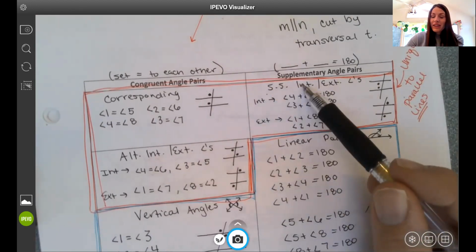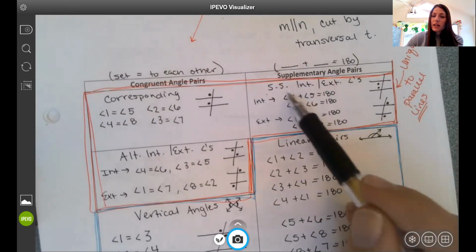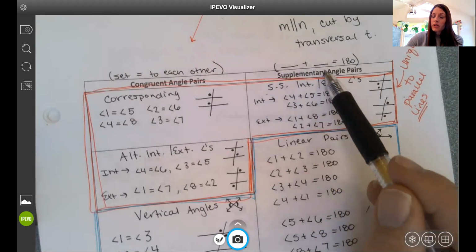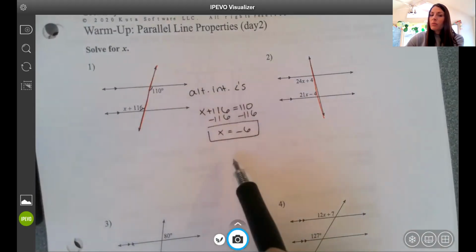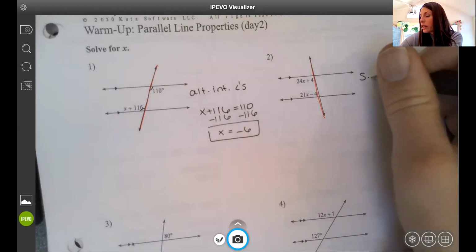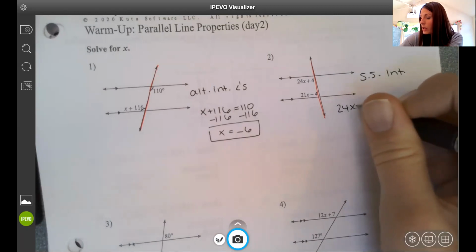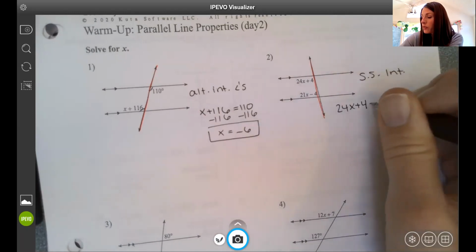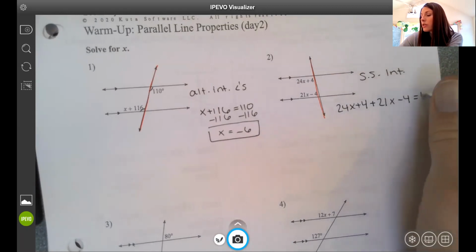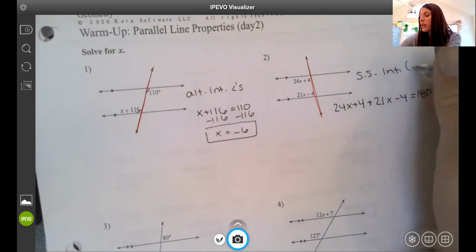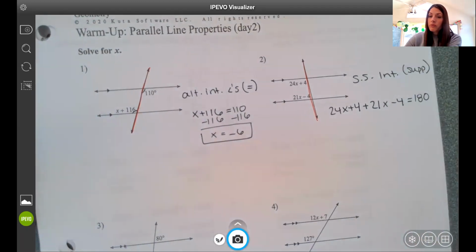Same side interior are supplementary, and it shows me above what that setup means. So that means that one angle plus another angle equals 180 degrees. So different equation setup than what I had here. Knowing that these are same side interior, my setup's going to be 24x plus 4, this angle, plus my other angle, 21x minus 4, is going to equal 180. Same side interior are supplementary. These are equal to each other.